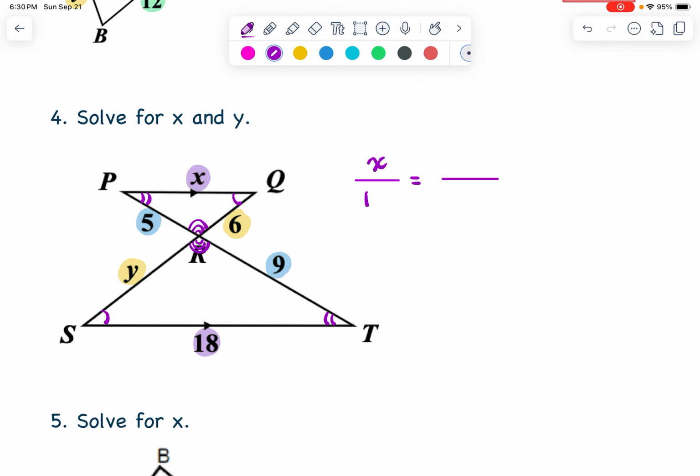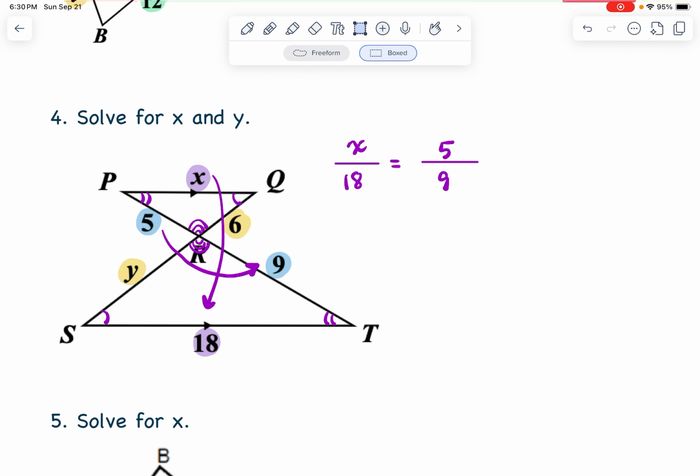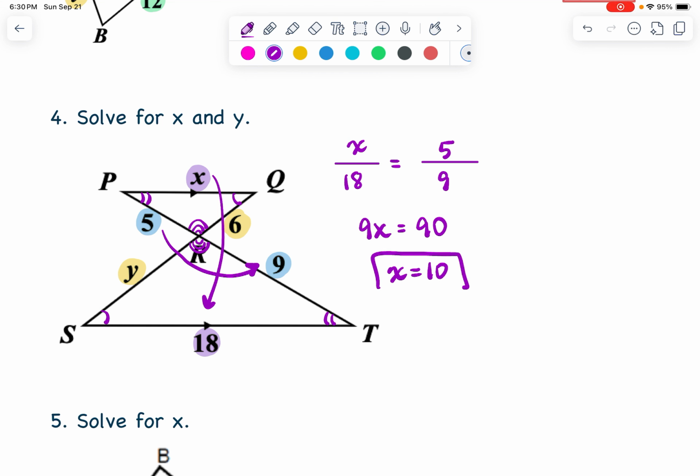So x is to 18, right? So my purple guys. And then I need to use my 5 is to 9. It's like I talked about it, and then I made myself just subconsciously do that. Okay. So x is to 18 as the 5 is to the 9. There we go. That is so much better. All right, so we're going to get 9x, right? And then we'll multiply our 18 times 5, and we get 90. So x equals 10. That makes more sense. There we go. So sorry about that, you guys.